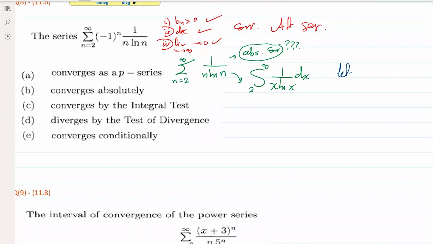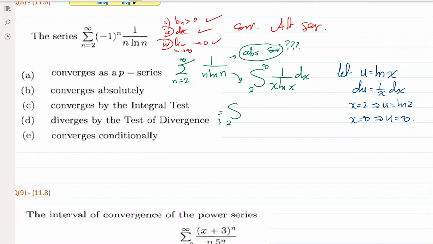U substitution. Let u equal what? Ln x. Du? 1 over x dx. If x equal 2, then u equal what? Ln 2. If x equal infinity, then u will be ln infinity, which is also infinity. So the integral will be the integral from ln 2 to infinity of 1 over u du. Like that, right?